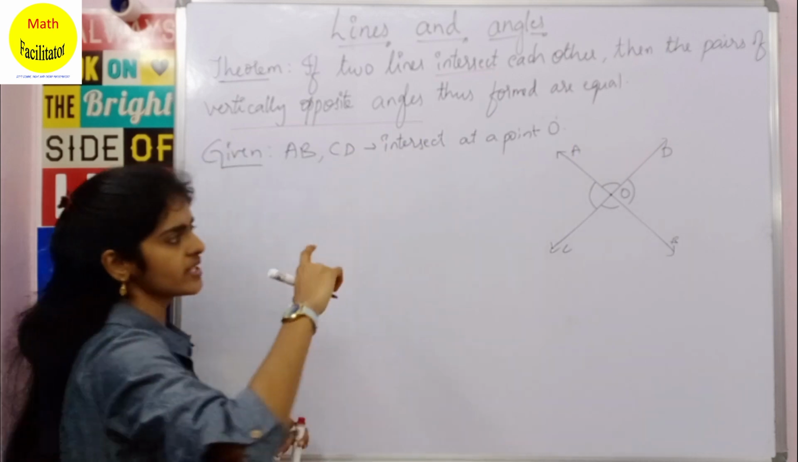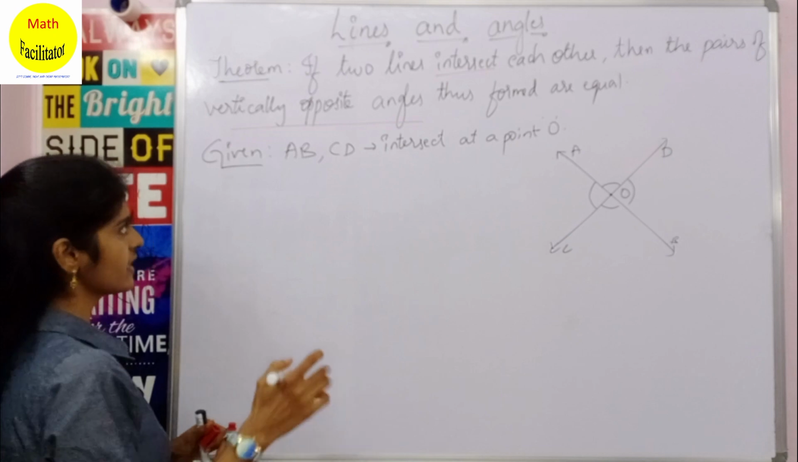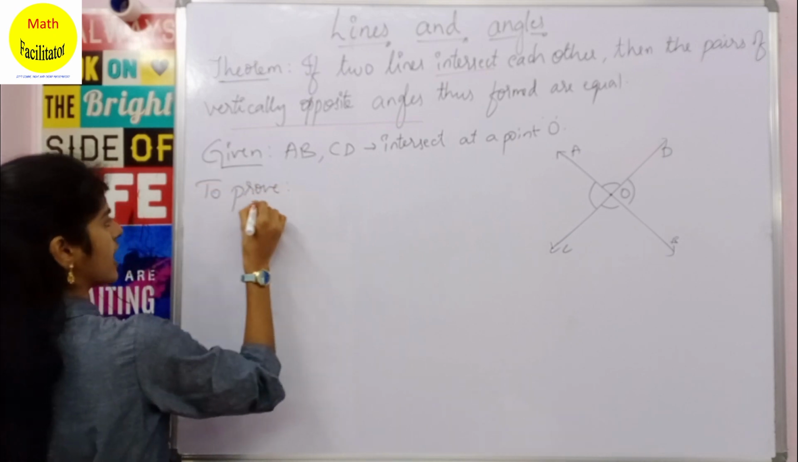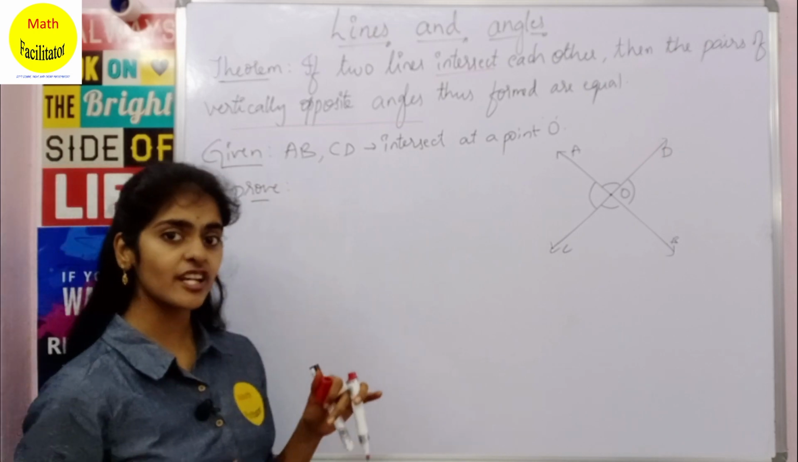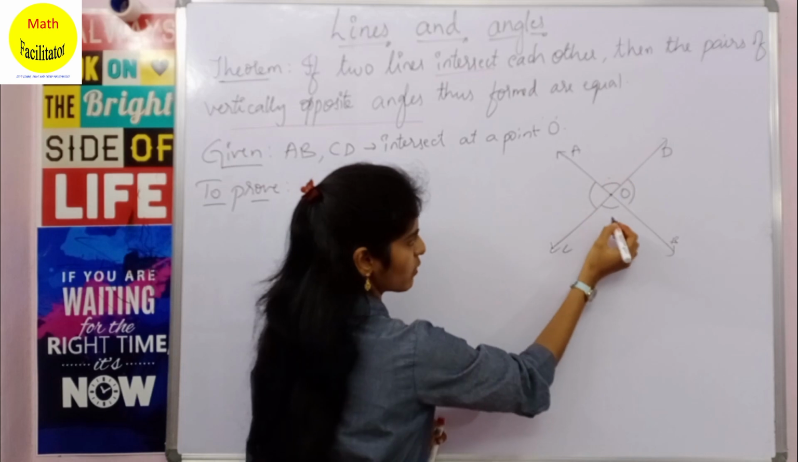Okay, so what is happening when they are intersecting? Vertically opposite angles are forming. Okay, so you have to prove that. To prove, what should you prove? You have to prove that the pair of vertically opposite angles are equal. Okay, that means this angle should be equal to this angle.